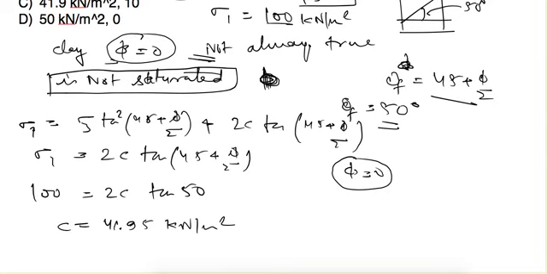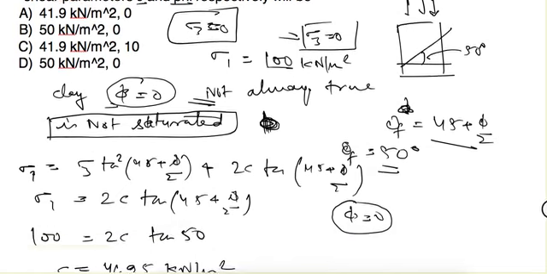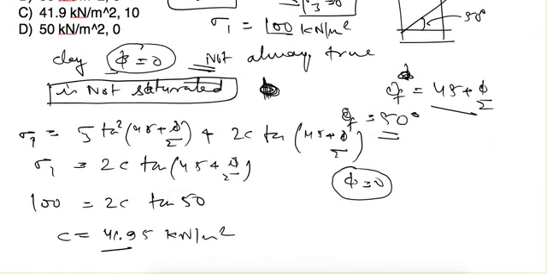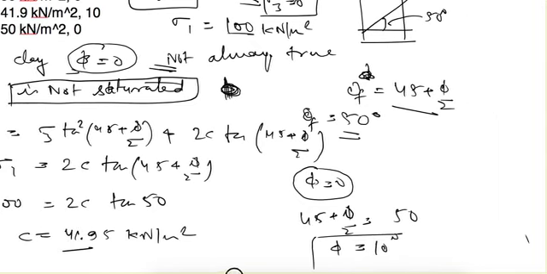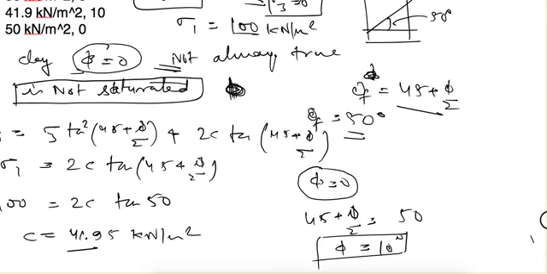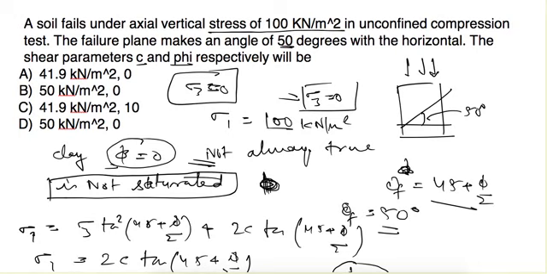And they have asked for the angle of internal friction also, that is the value of phi. So C is 41.9, and phi we can find from this equation. 45 plus phi by 2 is equal to 50. So phi is equal to 10 degrees. Simply, this is the answer: C is 41.9 and phi is 10 degrees.